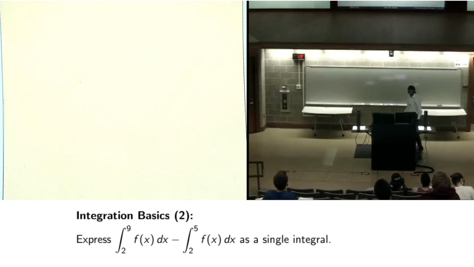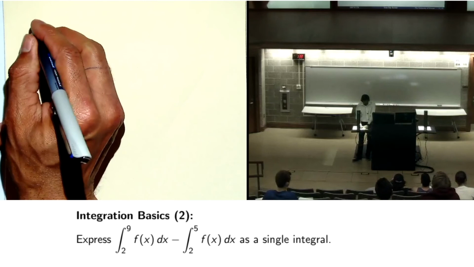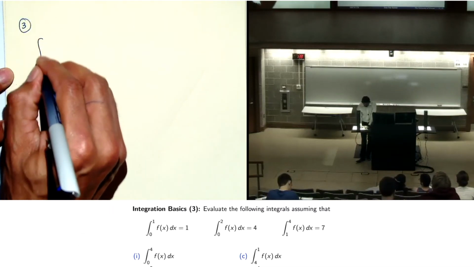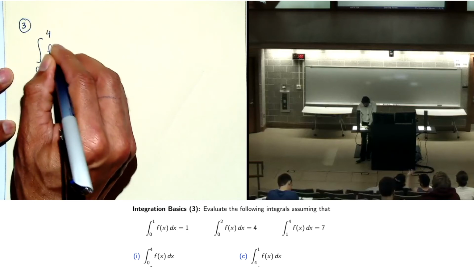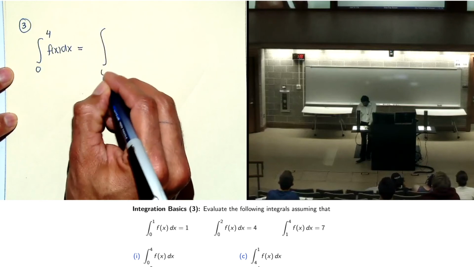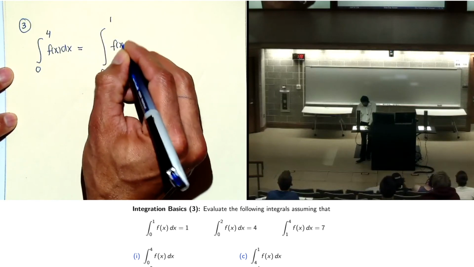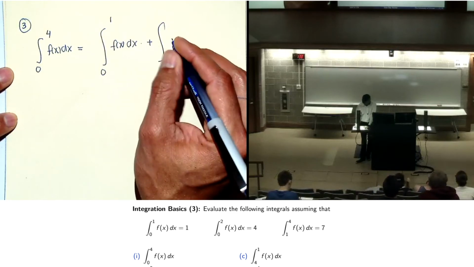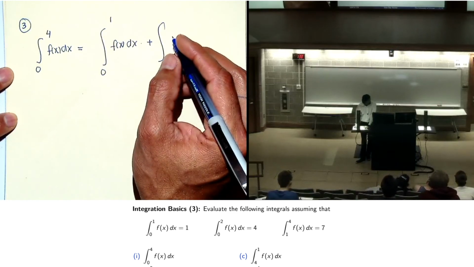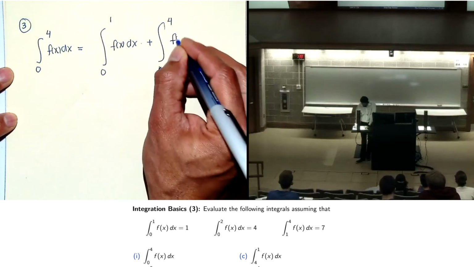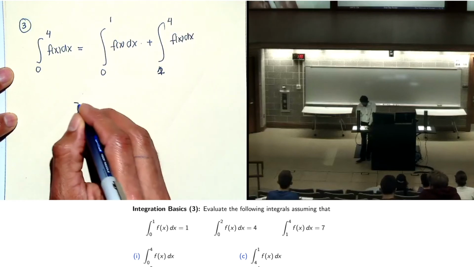The second one is basically almost the same. If I do one part, I will let you do the others. Question number 3. This is basically the integral from 0 to 4 of f(x) dx. I can write this as 0 to 1, because the information of 0 to 1 is given, and then I have to write 1 to 4, using the same property.